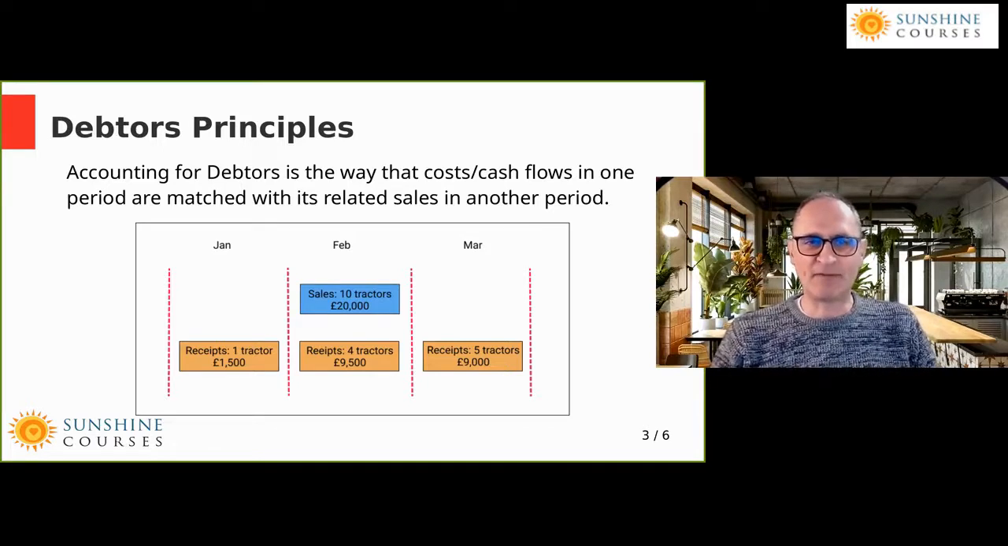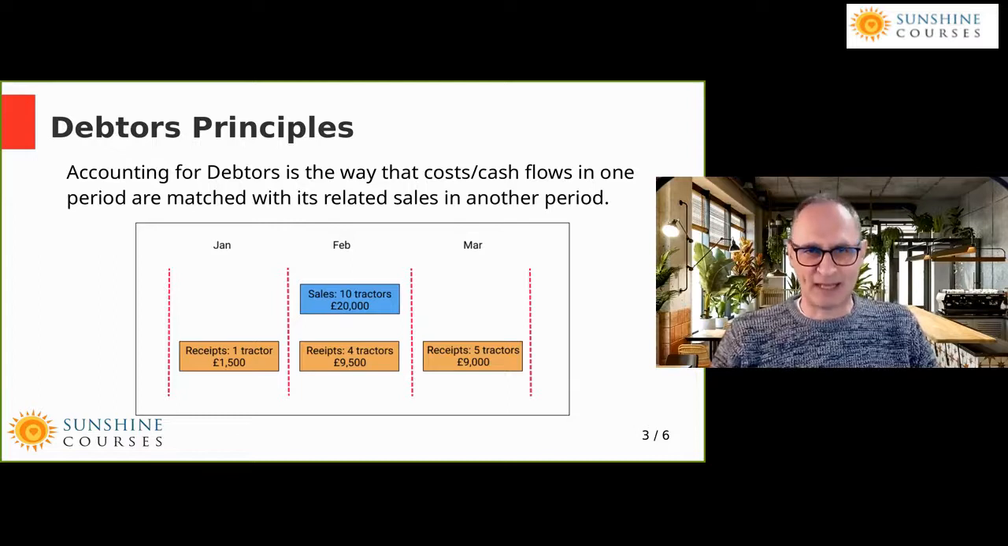Then in February, we make various sales, and actually we get paid for some of them. In this case, it's 4 tractors. And in the month of February so far, we've had the January payment for 1 tractor. We've received money for another 4 tractors against sales of 10 tractors. So at the end of February, we're short 5 tractors. We're short receipts of money for 5 tractors. And the difference between what we've sold and the money we've had in for it is what our debtors are. They're an asset because we expect money to come through in the future, and that's it, as at the end of February.